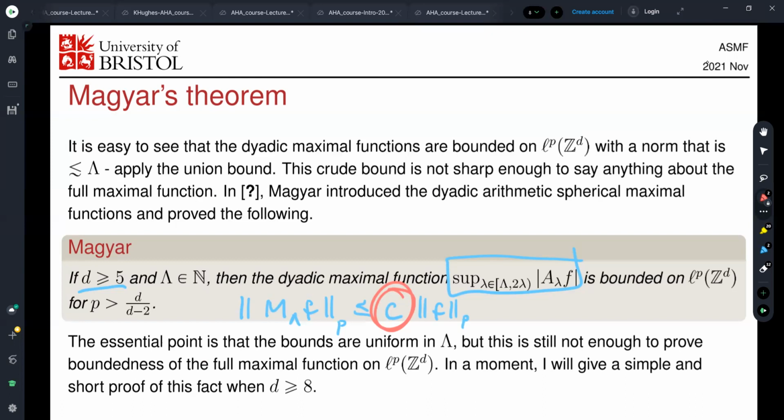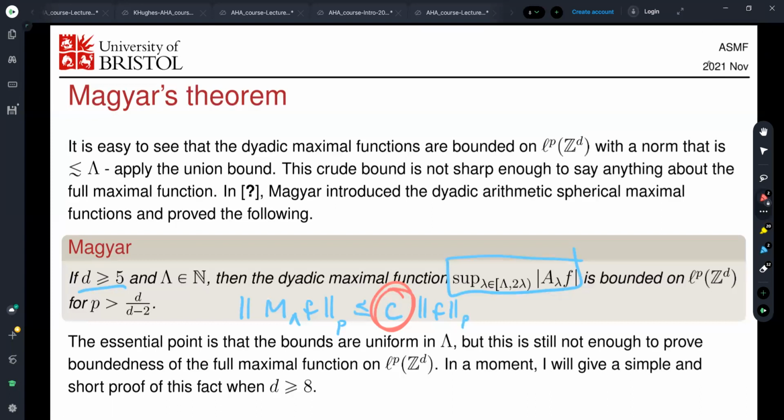Okay. Now we saw that when p is greater than or equal to 2, and we were working over R^d but not Z^d, so over Euclidean space, if we had a maximal operator that was frequency localized, meaning the underlying average was frequency localized, we could use a dyadic maximal function and a bound there to get a bound for the full maximal function. And we only lost a constant of like 3 in doing so.